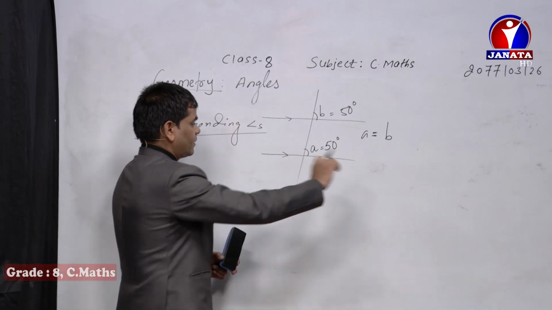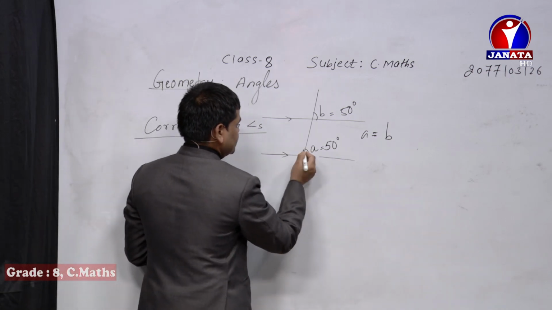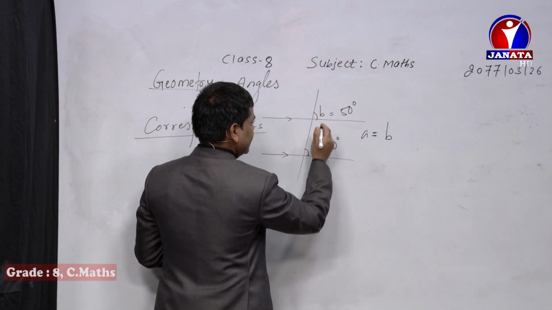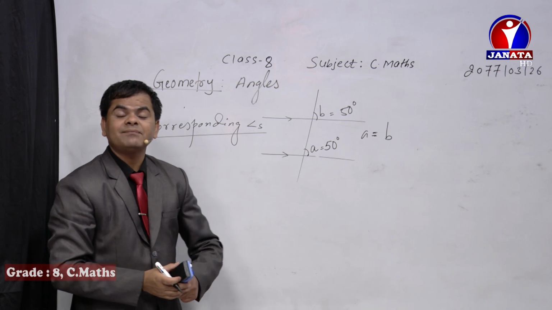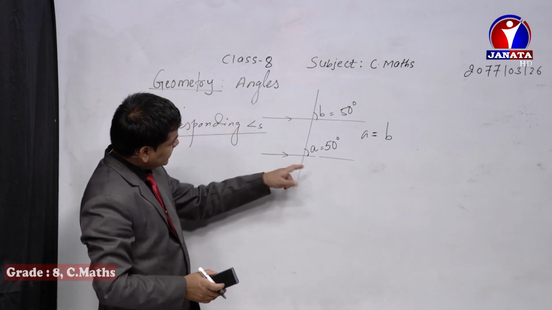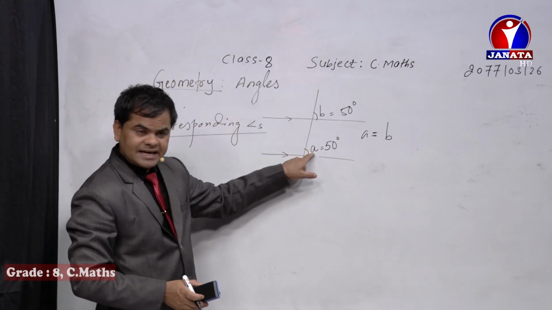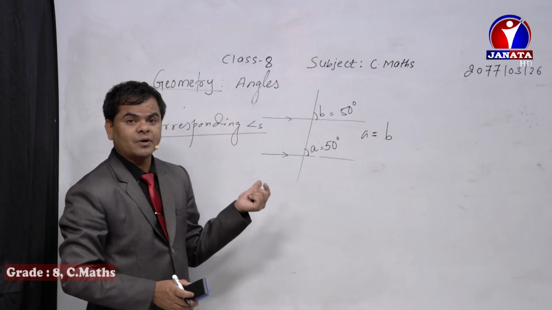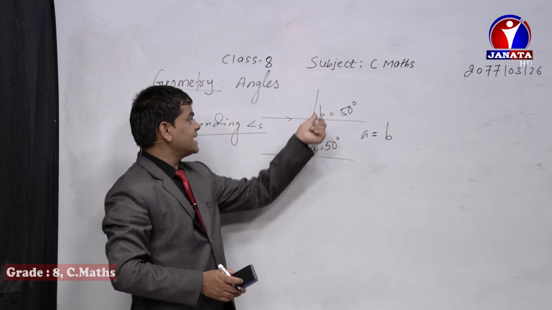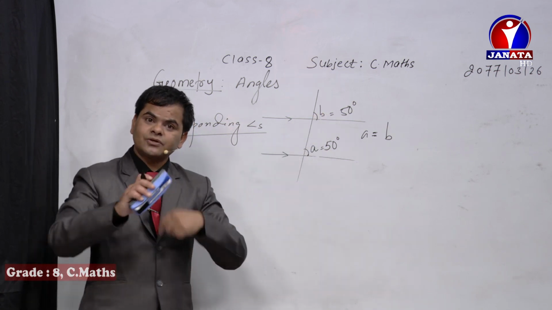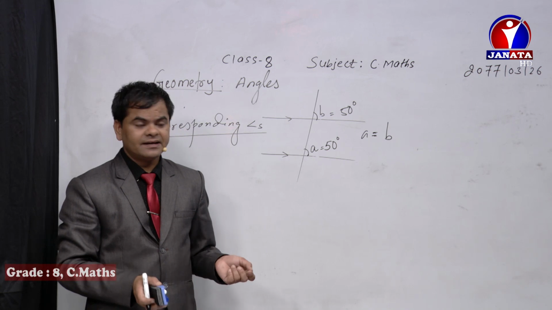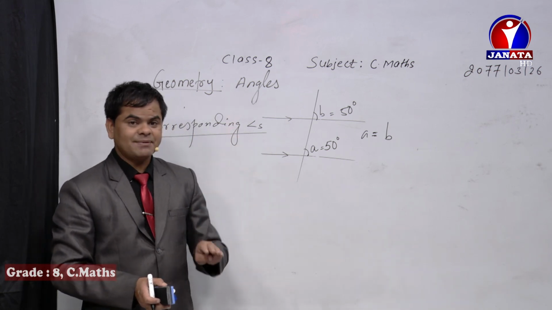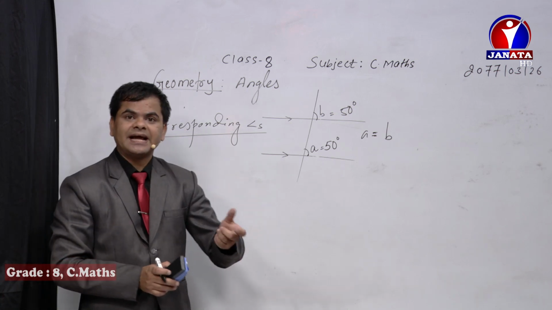Similarly, dear students, one is inside and one is outside, but both are on the same hand side. A is on the right hand side, so B also is on the right hand side. That's the thing to be remembered. A is inside, B is outside. One should be inside, another outside, but both should be on the same hand side to be corresponding angles.